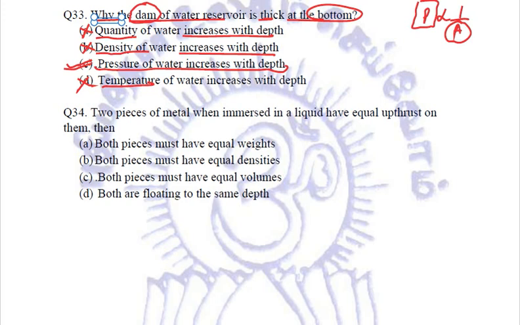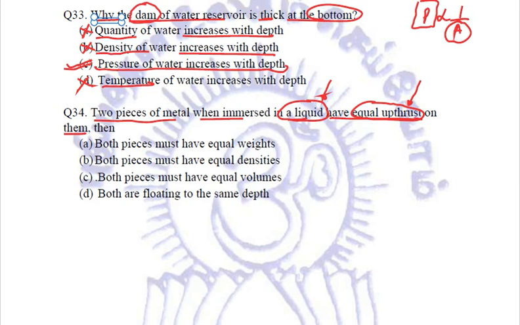And the last question of this chapter, question number 34. Let us read it first. Two pieces of metal, when immersed in a liquid, have equal upthrust on them. Now they are having equal upthrust. They are immersed in the same liquid. So the liquid being the same is going to apply equal upthrust only when the volume of these two metal pieces is the same.